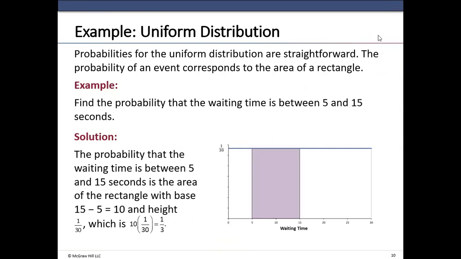Probabilities of a uniform distribution are straightforward. The probability of an event corresponds to the area of a rectangle. Example: find the probability that the waiting time is between 5 and 15 seconds. We see the height is constant at 1 over 30 between 5 and 15. So the area of the rectangle between 5 and 15, or the area under the probability density curve between 5 and 15, is the width, which is 15 minus 5, or 10, times the height, 1 over 30. So 10 times 1 over 30 is 10 over 30, or 1/3.